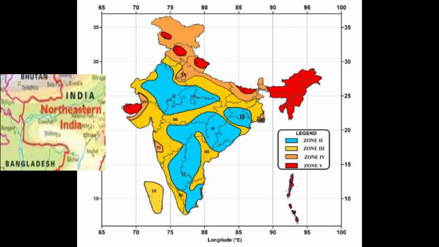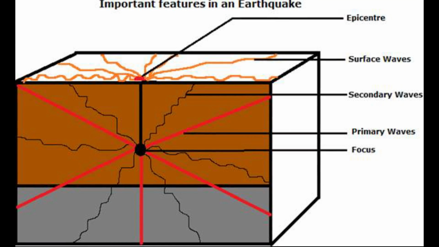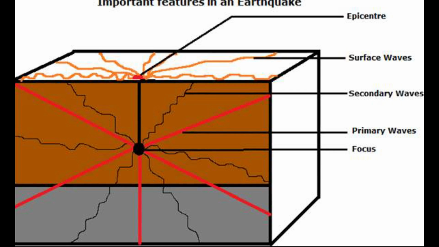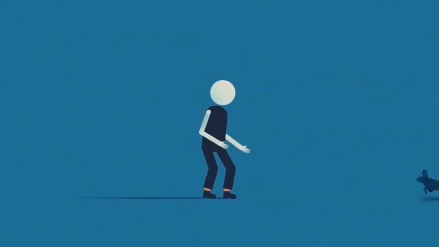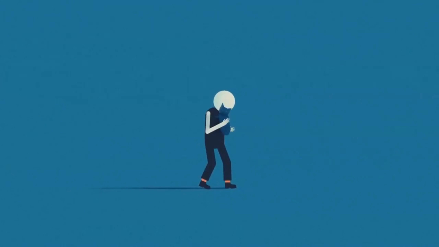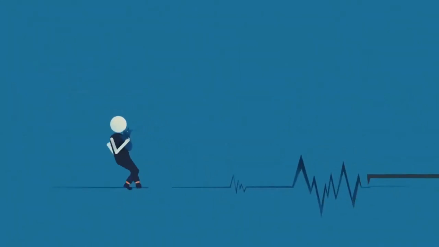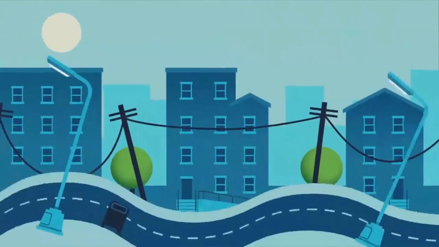It is important to note that earthquakes can occur in other parts of the country as well, and seismic activity can be unpredictable. It is therefore important for individuals and communities to be aware of the potential for earthquakes and to take necessary precautions to ensure their safety.